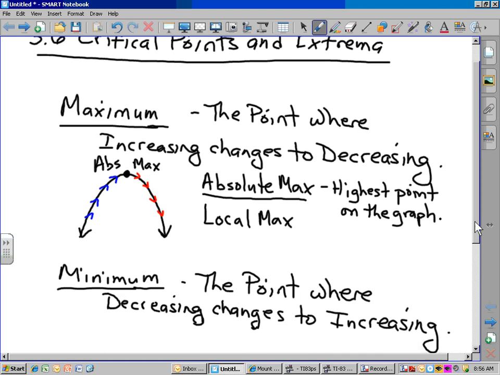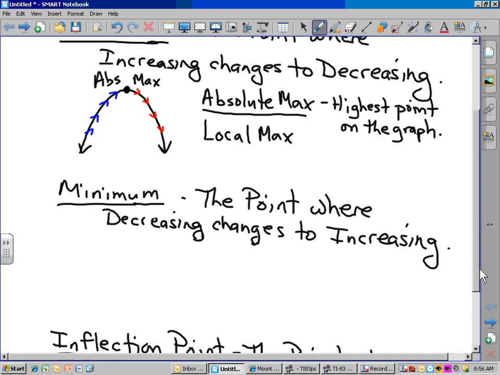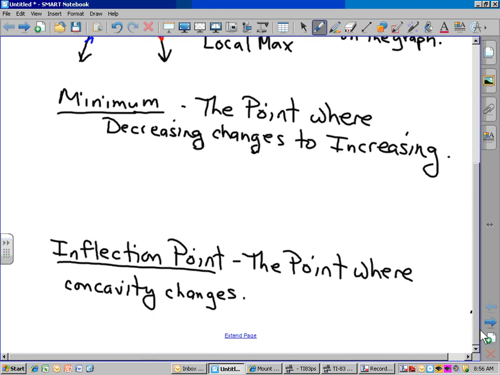We have the same thing basically with a minimum. Now the minimum is the point where decreasing changes to increasing. So again, I'm going to use a parabola as the example. From left to right, it's decreasing. To what point? To this point. And then at that point, it starts to go up again. It starts to increase. That point is a minimum.